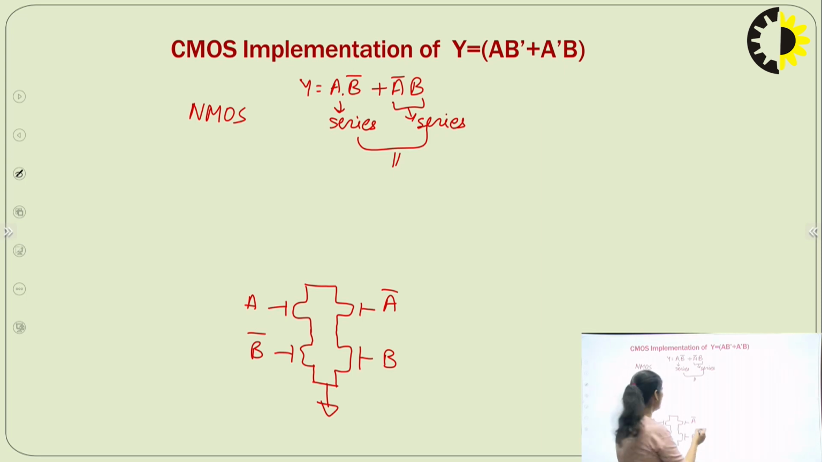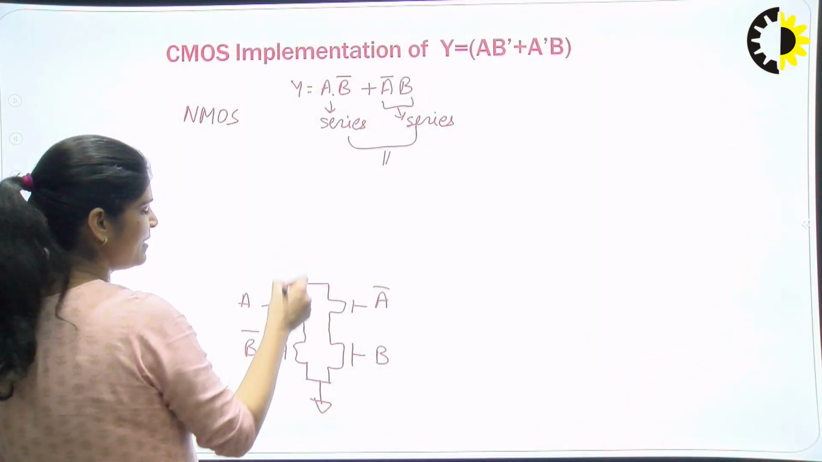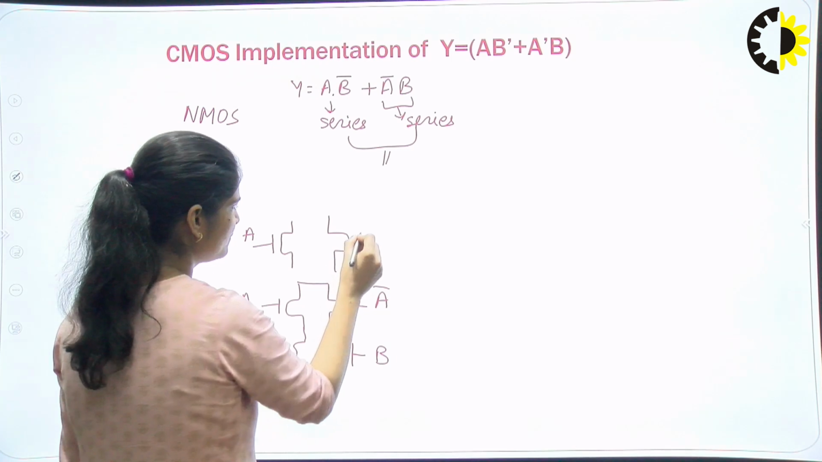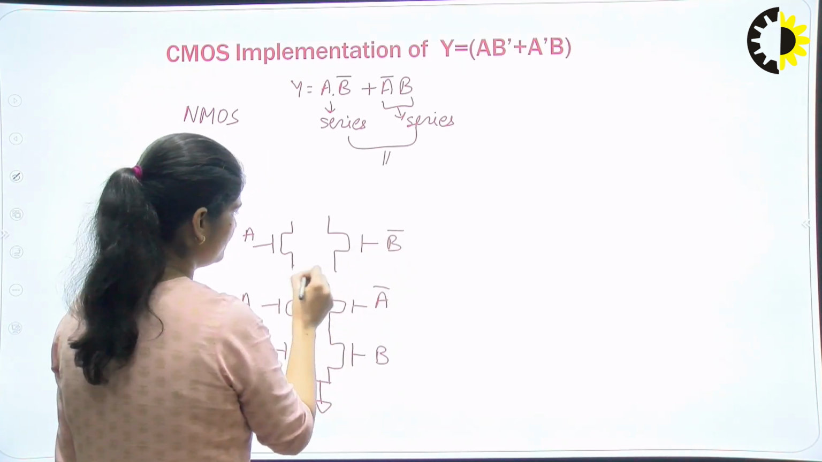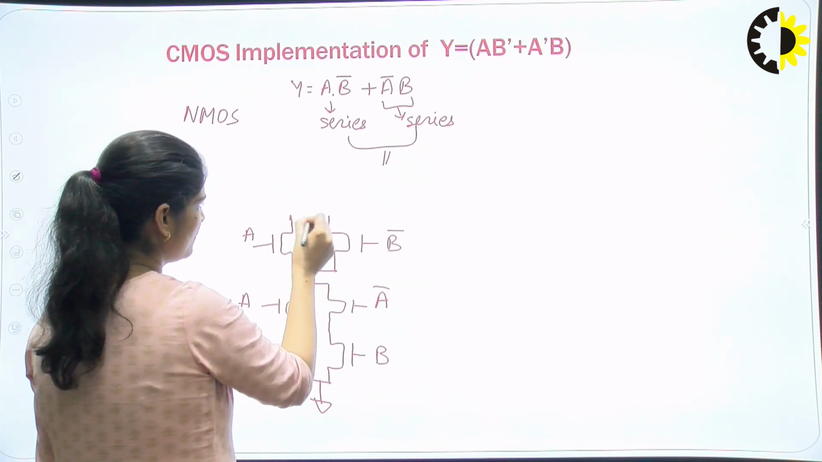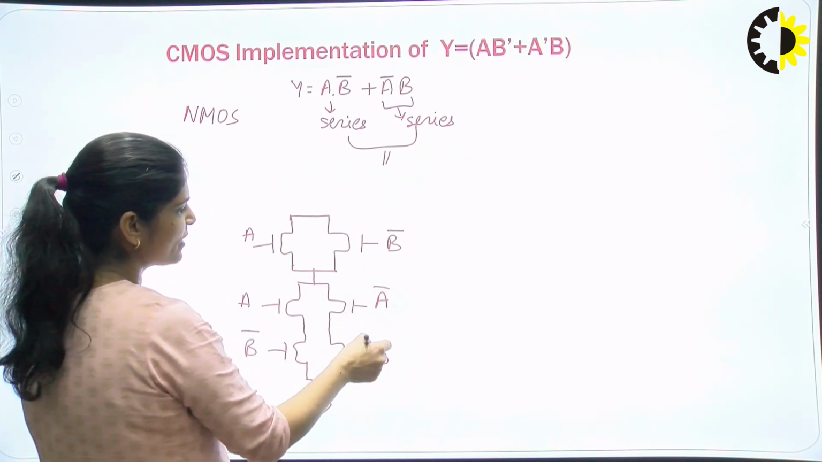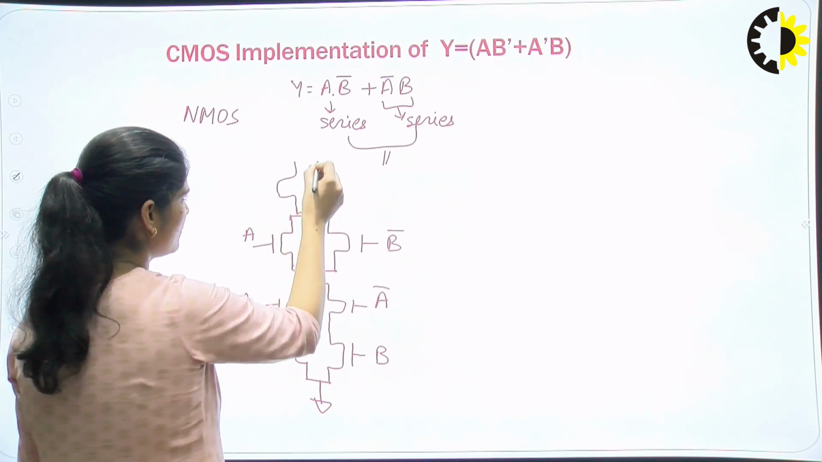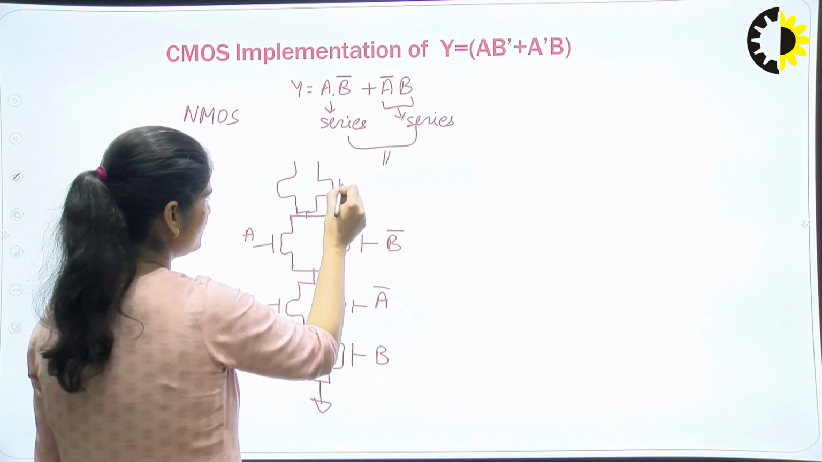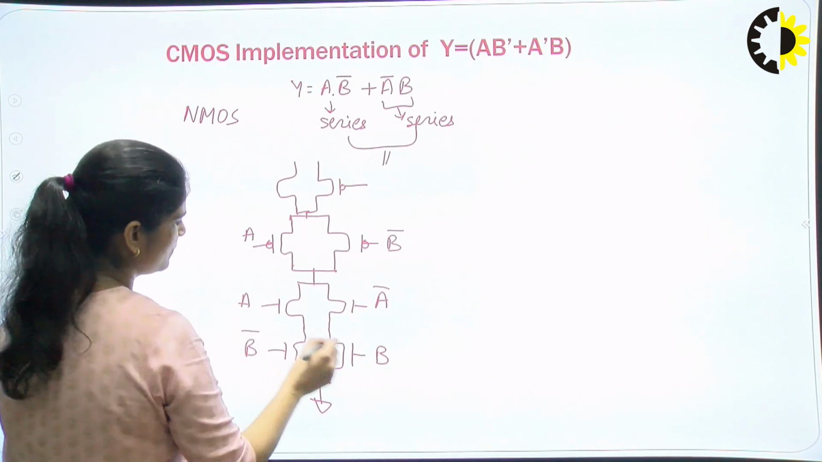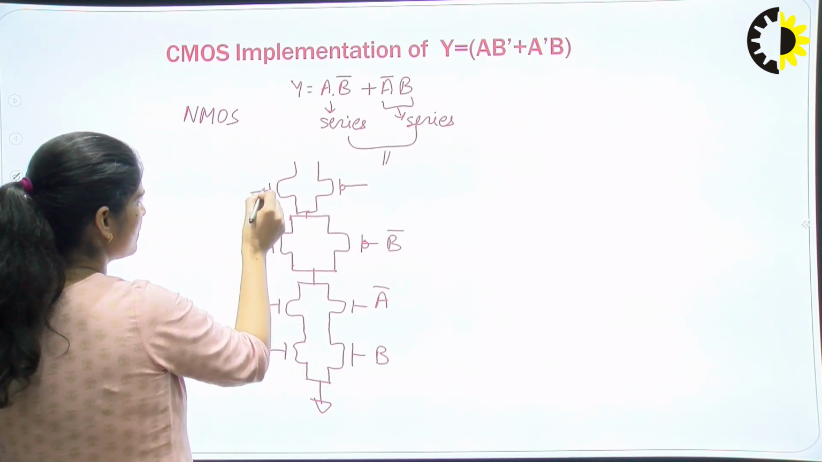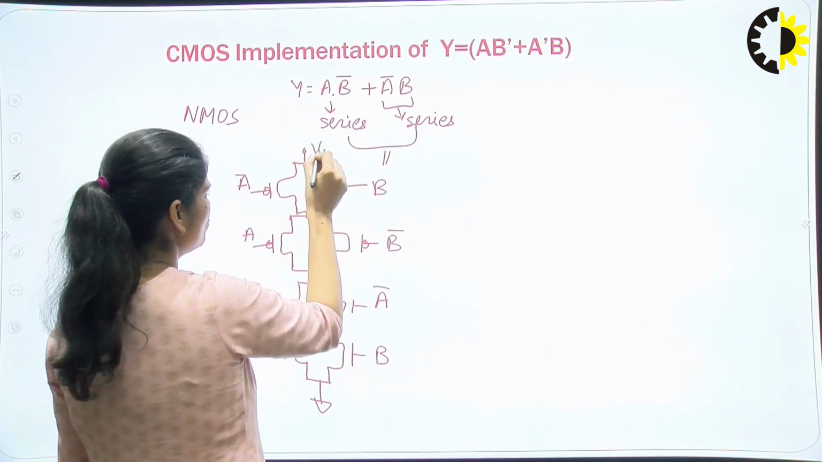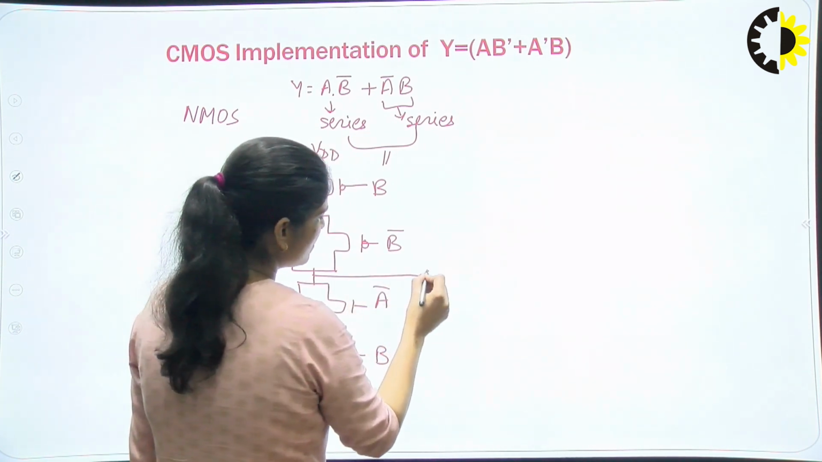Now for the PMOS, A and B bar were in series, so here A and B bar are connected in parallel. And again A bar and B are also connected in parallel, and in series with this circuit. This is connected to VDD. Here this is the output.